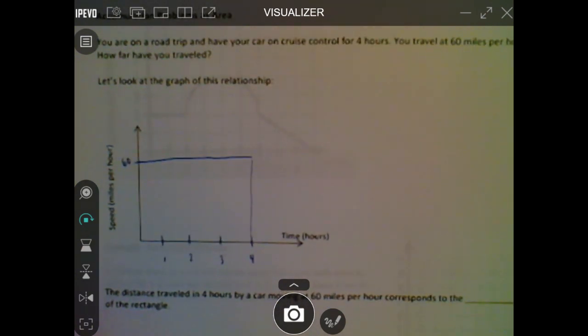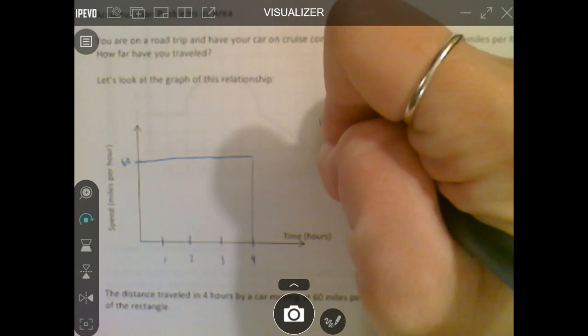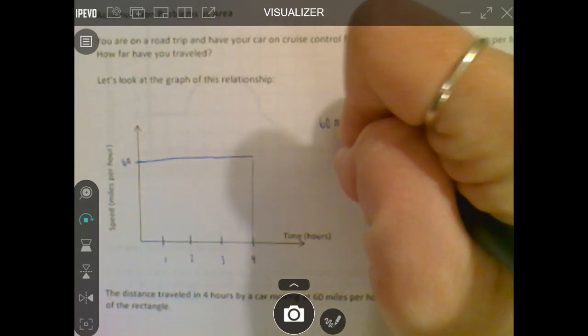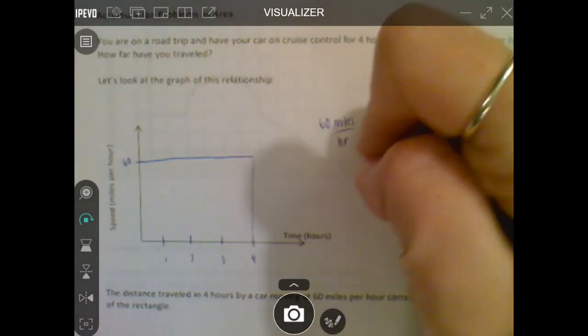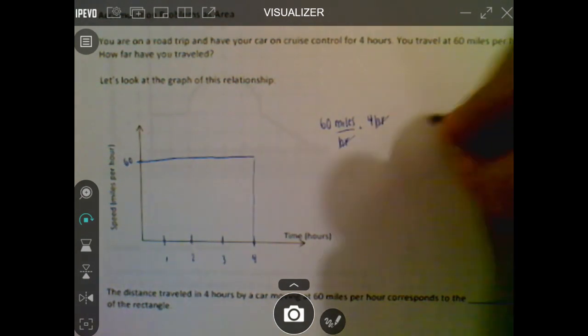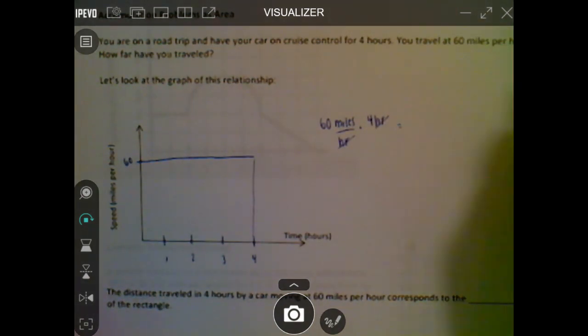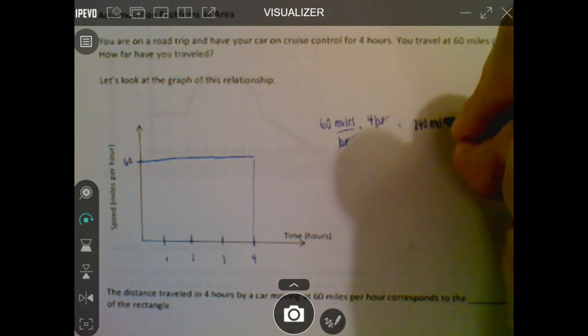The distance traveled in 4 hours by a car moving at 60 miles per hour actually corresponds to the area of this rectangle. Because if you think about what's happening, we're really taking the speed that we're driving at, 60 miles per hour, and multiplying it by 4 hours. And if you've done any sort of dimensional analysis in science, you'll know that these units of hours are going to cancel out, and we're really just left multiplying 60 miles times 4, which is going to give us 240, and our units are going to be miles.